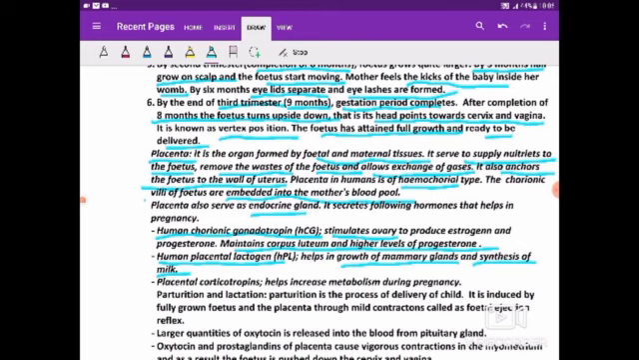Then placental corticotropins. These will help in increasing the metabolism during pregnancy, so that the growth and development of the fetus and all the changes which are taking place are maintained and regulated properly, and energy is supplied.